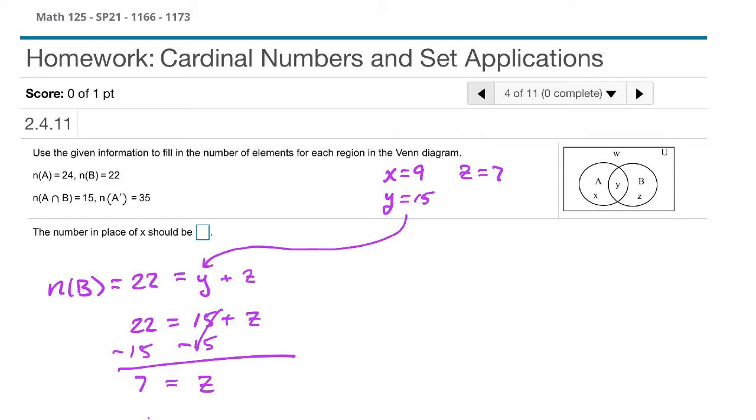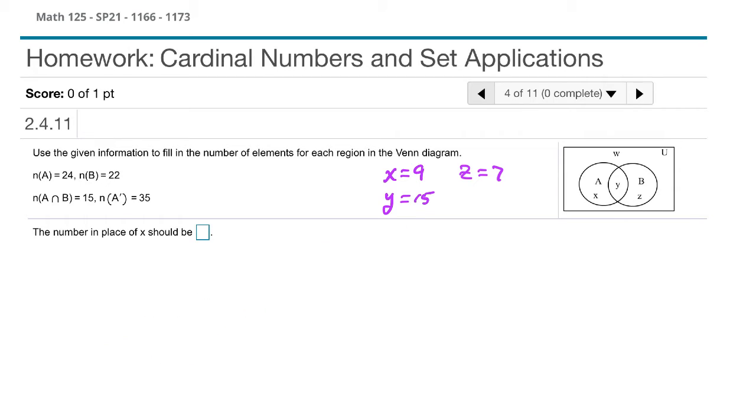Finally, if we want to find the value for w, we look at the cardinality of the complement of A. We're given that it has a value of 35. If we look at the regions this will actually correspond to, for everything outside of A, we have the cardinality Z, all the elements from Z, and the cardinality W for everything outside of both A and B.